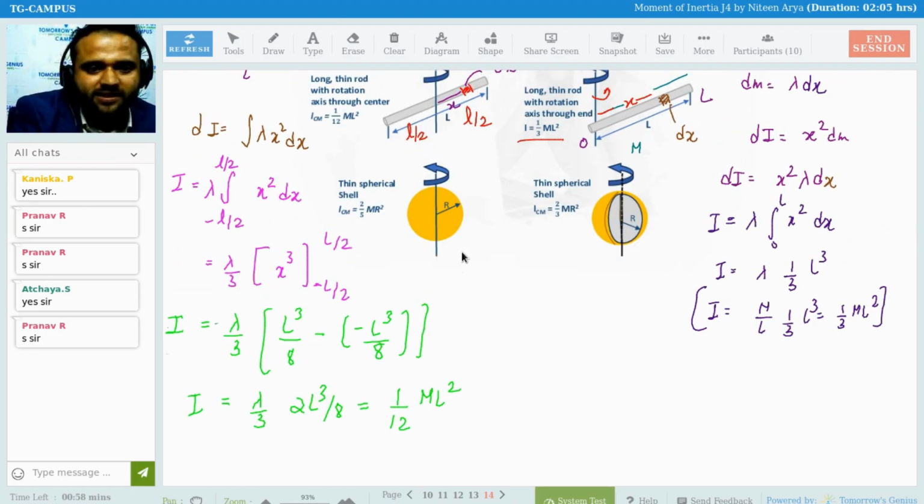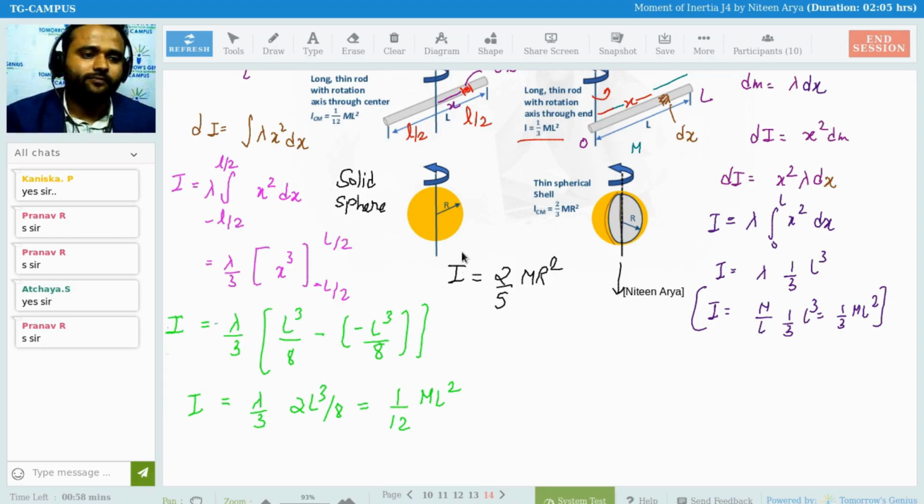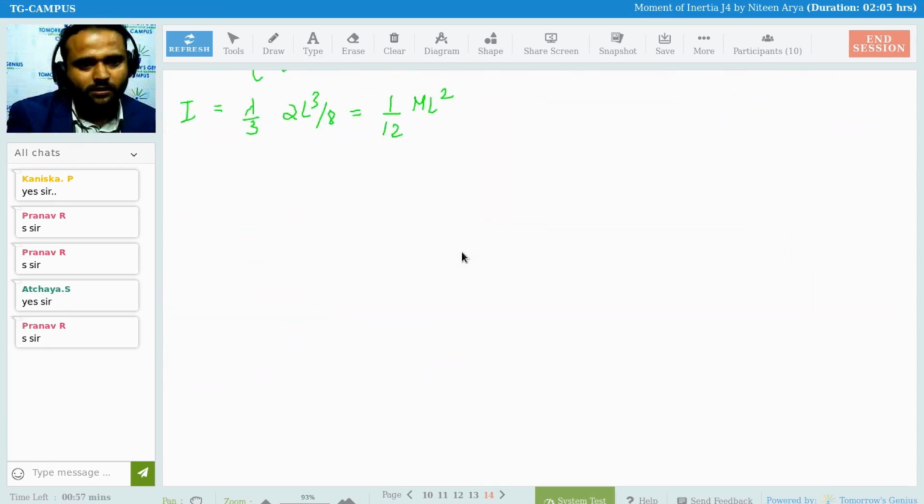For this, one thing: it is not a thin spherical shell, it is a solid sphere, and I'm not going to derive this because it is a long derivation. For a solid sphere we have moment of inertia I equals 2 by 5 M R square. If you want to see how we can find it, I can teach you in the chapter assessment, you can let me know. But we are going to discuss this also. Is this clear, everyone? Just a minute and you can get to know how we can do that.